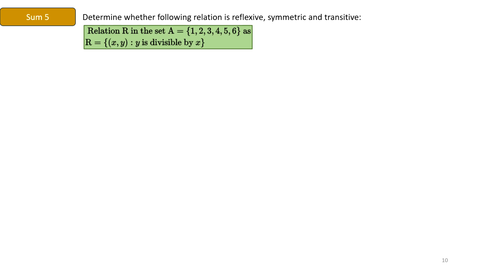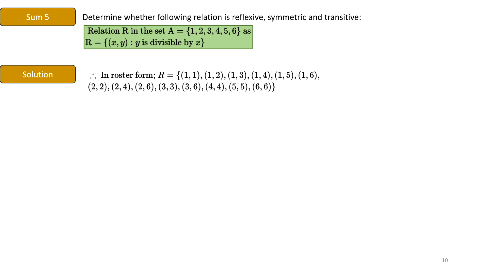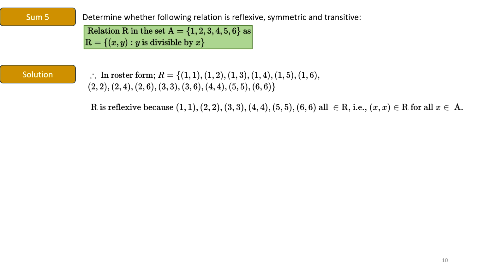Relation R in the set A such that (x, y) is in R when y is divisible by x. Determine whether the relation is reflexive, symmetric, or transitive. R is reflexive as all the pairs of elements in the set are present in the relation. R is not symmetric as (2, 4) belongs to R, but (4, 2) does not belong to R.